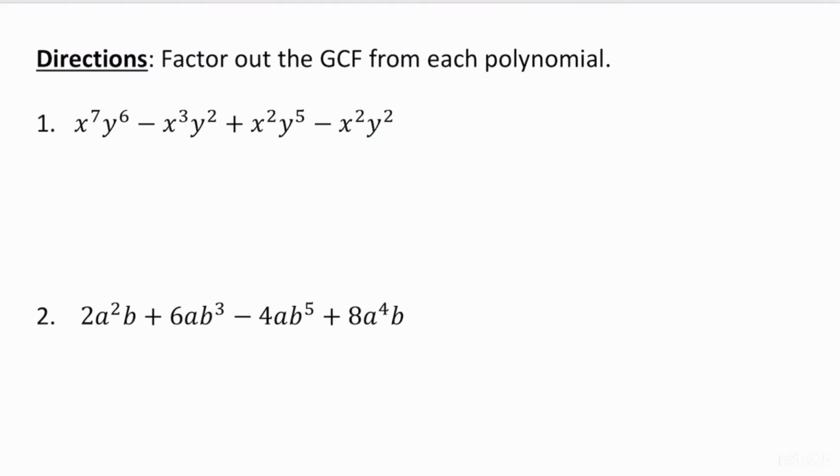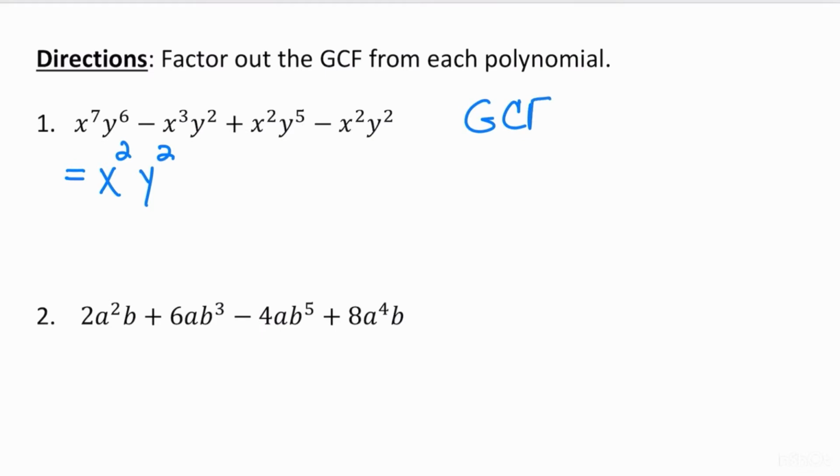So what's the most amount of x's that we can take out here? X to the 7th, x to the 3rd, x to the 2nd, x to the 2nd. So that means that I'm going to take out x to the 2nd because at most I can take out 2 from all of them. From the y's, I have y to the 6th, y to the 2nd, y to the 5th, y to the 2nd. Again, the most that I can take out that all of them have is y to the 2nd. So that is the GCF right now.